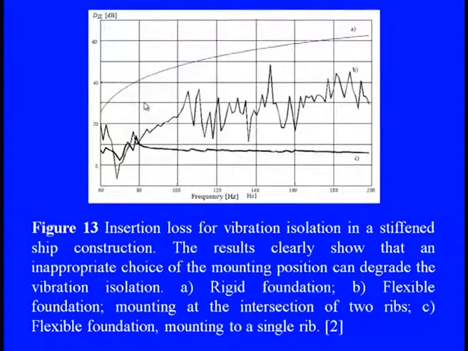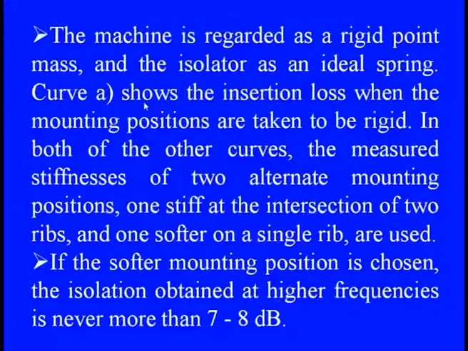These higher frequencies oscillate in such a nonlinear way that the controls are not that effective. The insertion losses are quite significant, but with a single rib even the flexible foundation is sufficient to absorb this, and isolation can be effectively obtained at somewhere around 7 to 8 decibels.